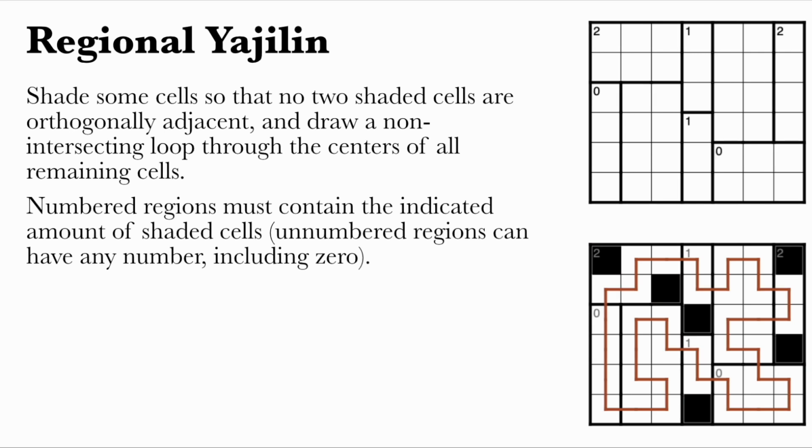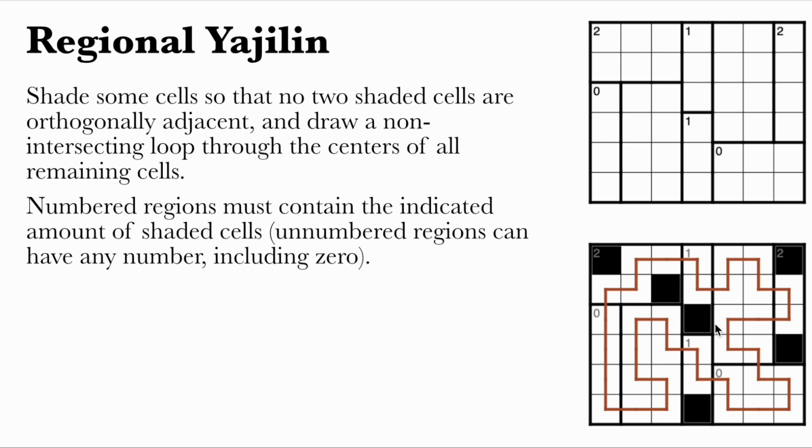In a regional Yajilin, we shade some cells so that no two shaded cells are orthogonally adjacent, and draw a non-intersecting loop through the centers of all remaining cells. We can see this in the example. This part of the constraint is exactly the same as that which is found in a regular Yajilin.